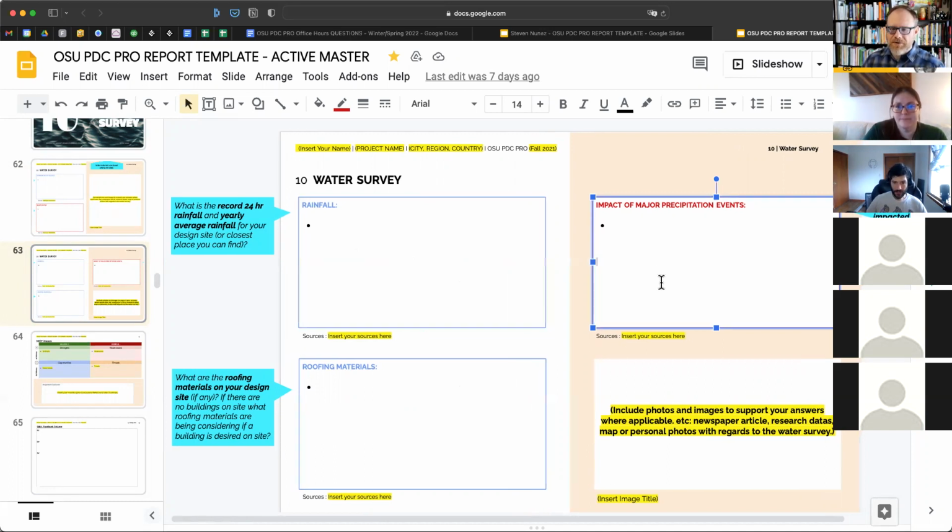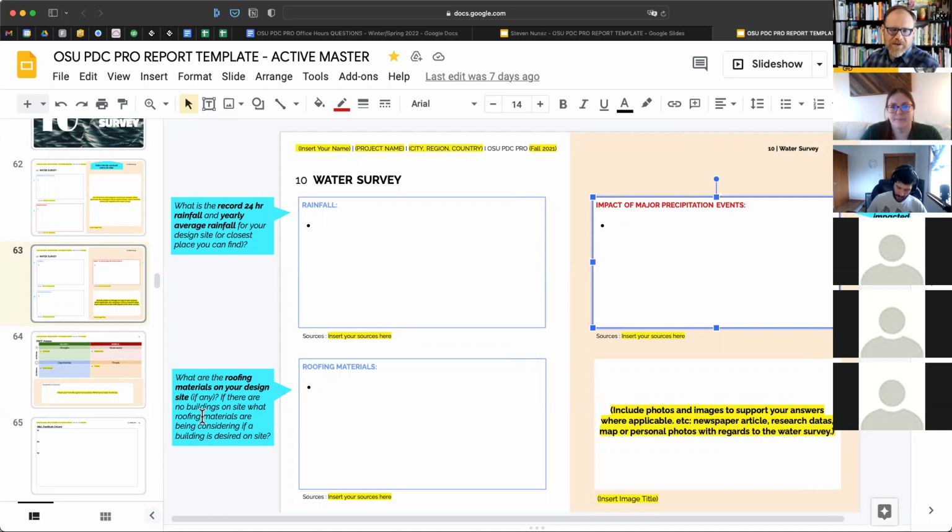So take a look through the history of the site. Has there been major events? Generally, when I'm designing for sites, I will design for the average rainfall plus 50 to 100%, sometimes more these days, depending on what I find for major precipitation events in the past.